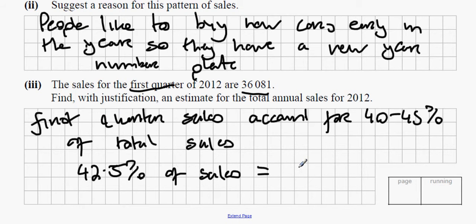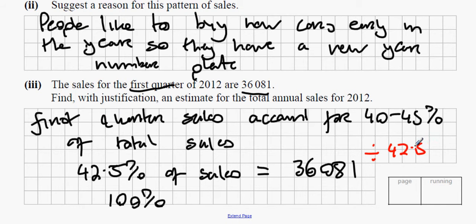equals 36081. To find 100% of the sales, we're going to divide by 42.5, multiply by 100. So divide by 42.5 to find out what 1% of the sales is, then multiply by 100. So what we get is 36081 divided by 42.5, multiply by 100. And you can say about 84,896.